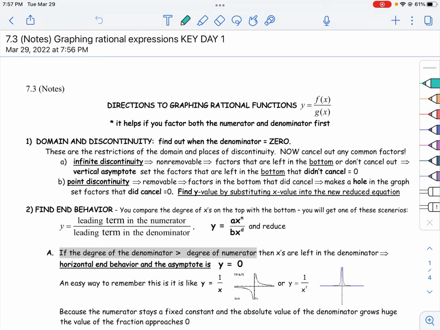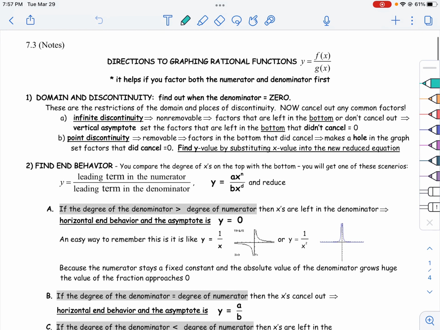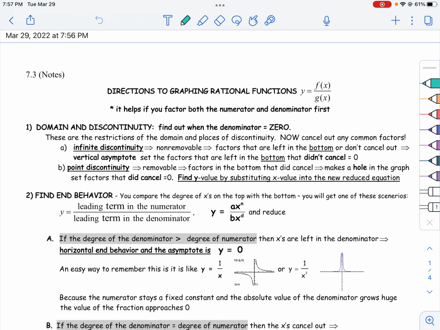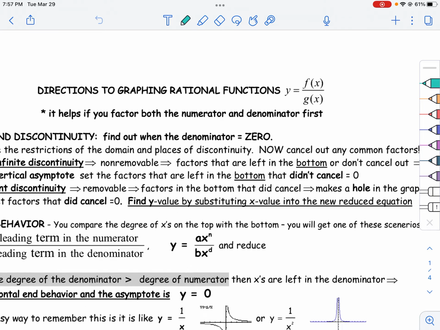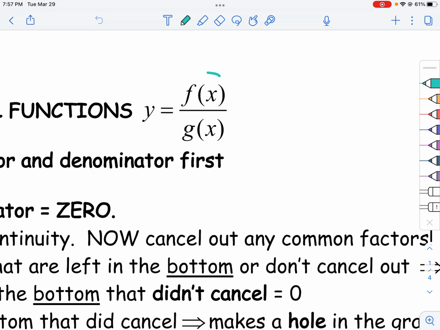All right, so this is 7.3. Definitely some harder material in this unit when we're trying to graph these graphs. So today we're going to try to graph rational functions. If you look at the beginning of these notes, a rational function is just a function f of x divided by another function g of x.